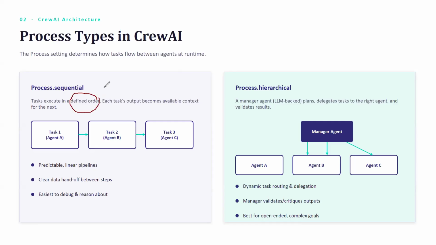So they give a predictable outcome, and there would be a linear pipeline, with clear data handoff between the steps. Task one will hand off data to task two, and it's easy to debug and reason about. That is why this sequential process, I would say strategy, is followed if you are very sure of the systems. If we want a deterministic result, deterministic meaning we are very sure of the outcome, and there is something called a probabilistic result.